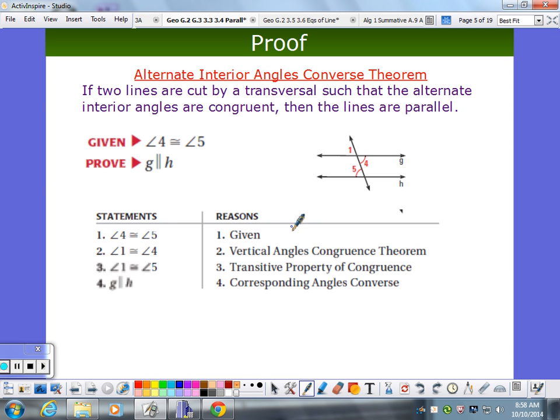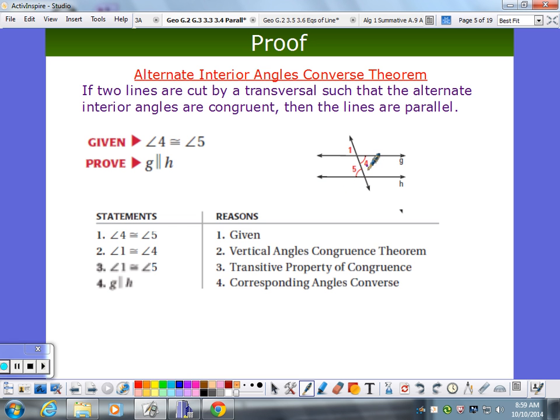For example, the alternate interior angle converse theorem, basically we're saying I've got two lines. See, there's no markers here that they're parallel. I don't know that yet. What I do know is that their alternate interior angles are congruent. So I want to conclude that the lines are parallel. That's my conclusion. So if I'm given these are congruent, I can say 1 and 4 are congruent since vertical angles are congruent, which means 1 and 5 are also congruent by the transitive property of congruence, because 4 and 5 are congruent, 1 and 4 are congruent, right? These match, therefore these are congruent as well.